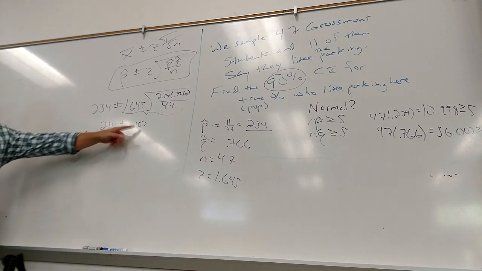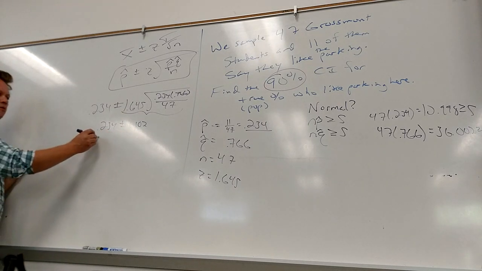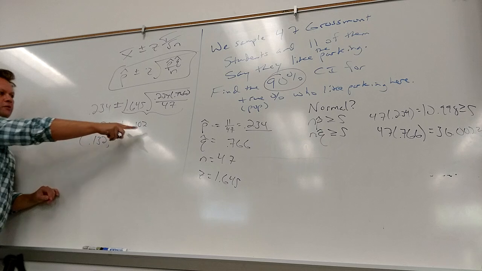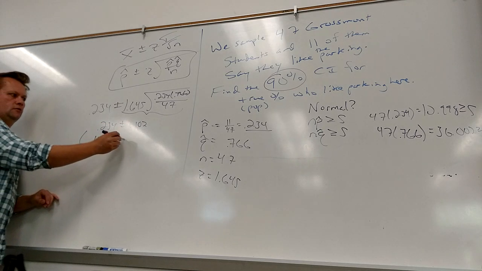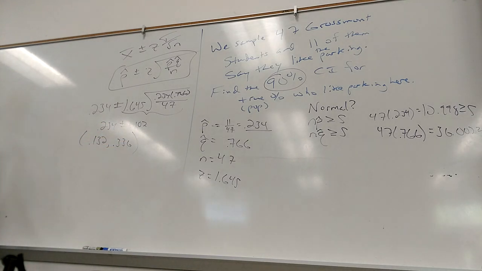What's 0.234 minus this? 0.132. 0.234 plus this: 0.336. All right, so that's the interval. Make sure it turns on.